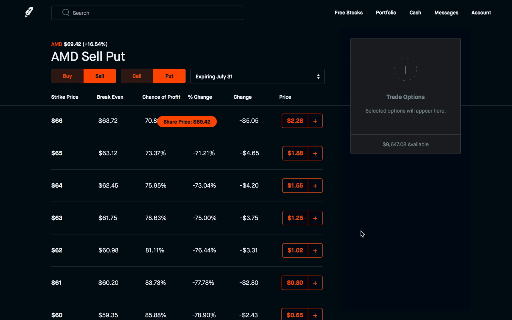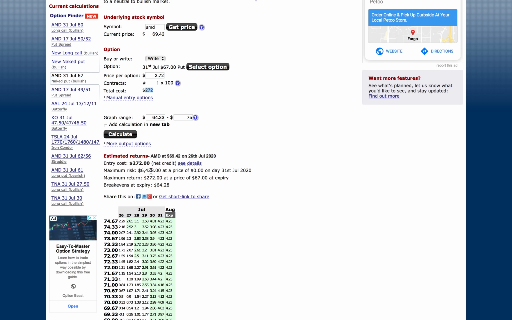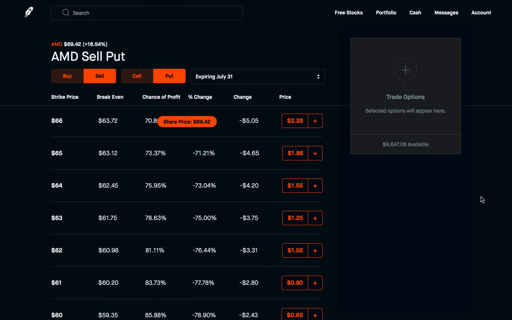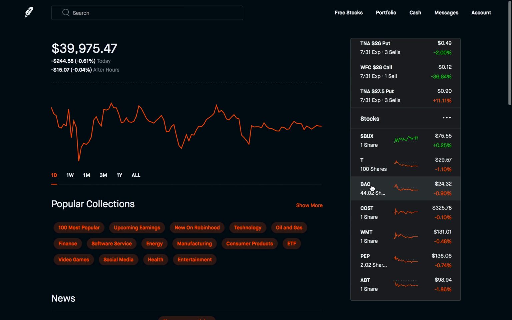Now, the other argument that people say is, well, this can be really risky. It can fall to $0 and you lose $6,428. You've got to keep in mind that applies to anybody who owns any stock, whether you own 100 shares of it or not. If we go here to my profile, I have Starbucks, Bank of America, Costco, Walmart, Pepsi. I can say the exact same thing about any of those stocks. You can say, well, what if Starbucks falls to $0? Well, then I lost 75.55.